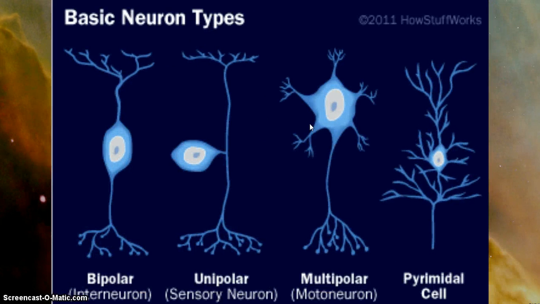Now let's talk about basic neuron types. There are three basic neuron types. This pyramidal cell is an important mention, but we won't go over it that much. The basic neuron types are bipolar, unipolar, and multipolar. Bipolar looks like this. One end has the dendrites and one end has the axon.